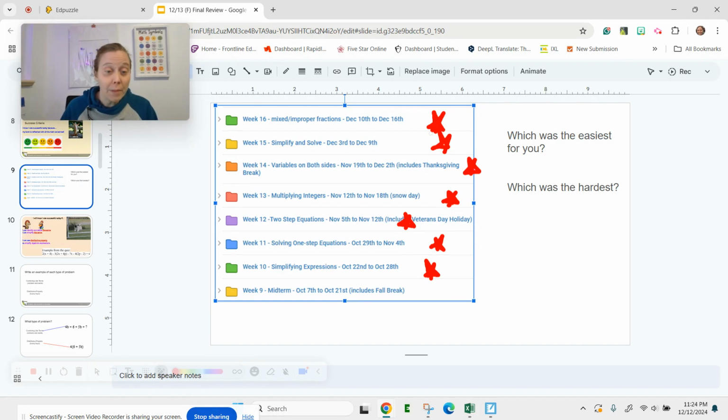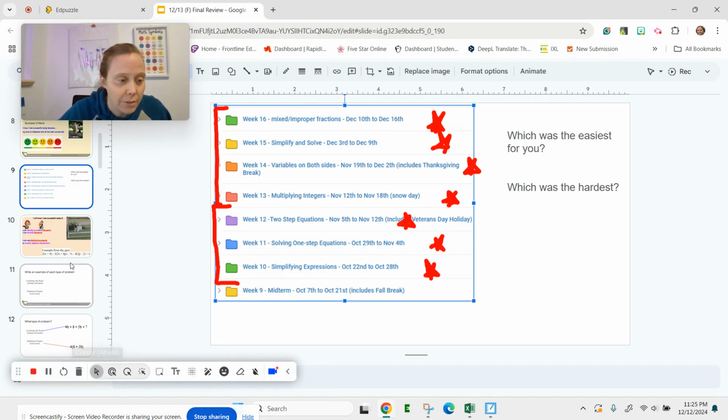All right, so no matter which one you picked, we are going to review each of those ideas over the next few days before our final on Tuesday. So we're going to start at the bottom, week 10, and work our way up. Today we're probably going to be able to talk through these 3 skills right here, and we'll save these other 4 for Monday. So we're going to talk about simplifying expressions, one-step equations, and two-step equations, and we'll go from there.